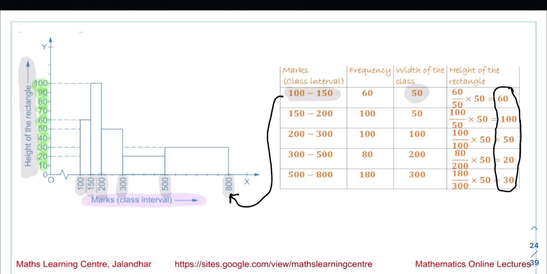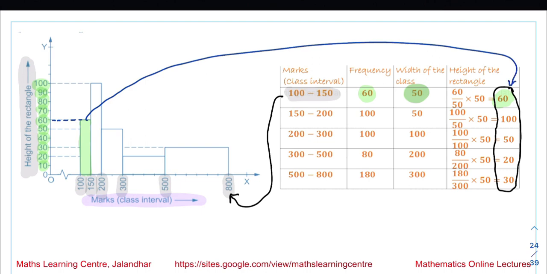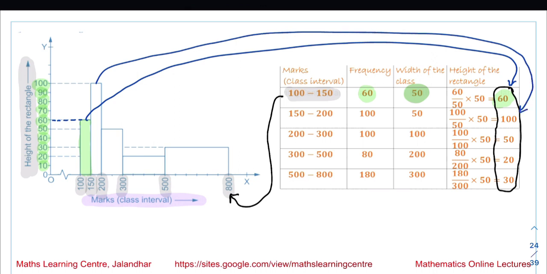So the frequency over here is 60, the class width is 50, and the adjusted height of the rectangle is 60. So from 100 to 150 we have drawn this rectangle, and its height we are saying is 60. Now second, from 150 to 200, we have drawn the height, it is 100.